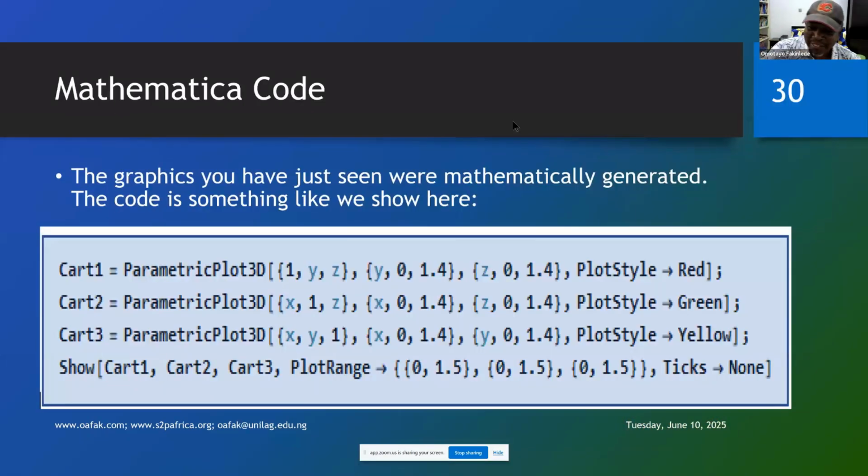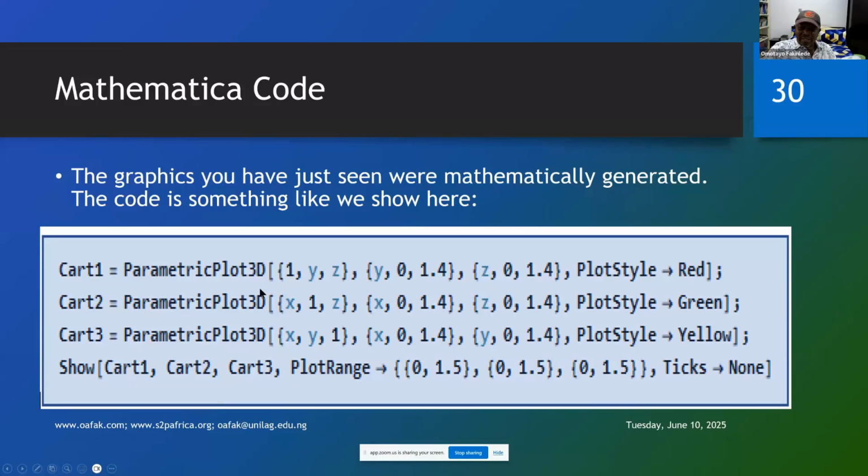If you have access to Mathematica, you can create these things yourself. You can create them on your own. This is the code with which I created the figure you just saw. But I'm not sure all of you have access to Mathematica. But if you did, it would take just writing these 4 lines of code.